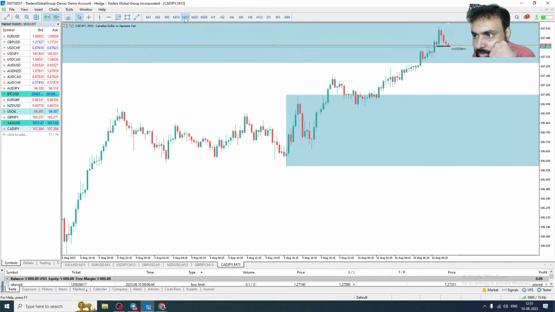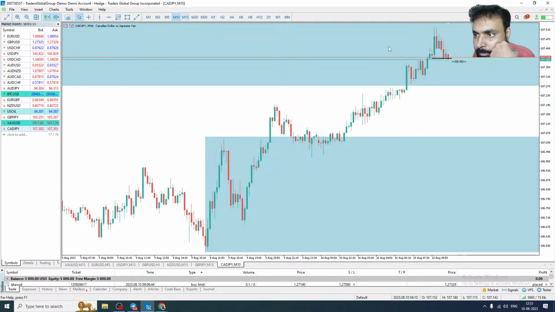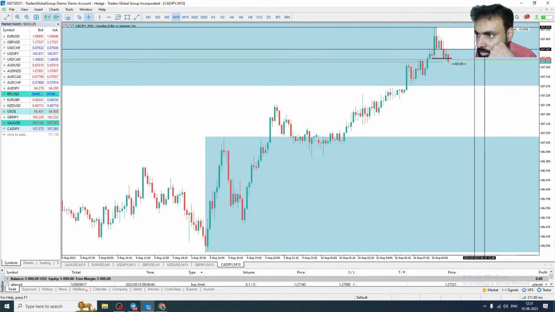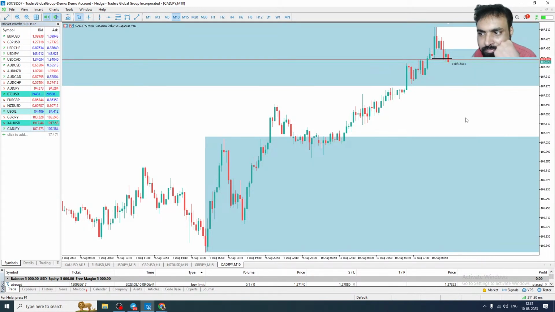Let's go to 15 minutes. Let's see, do we have any swing point? We have this 15-minute swing point, right? We will sell from here. We'll take a sell entry from here. So how much is the stop loss? 93 points, $9.